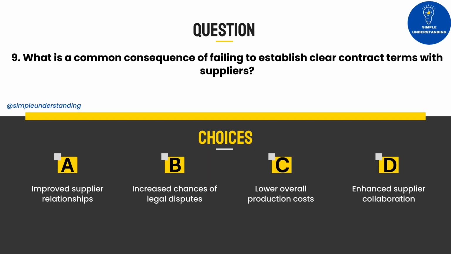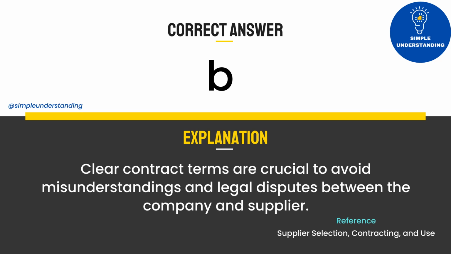9. What is a common consequence of failing to establish clear contract terms with suppliers? A. Improved supplier relationships. B. Increased chances of legal disputes. C. Lower overall production costs. D. Enhanced supplier collaboration. Correct answer B. Explanation: Clear contract terms are crucial to avoid misunderstandings and legal disputes between the company and supplier.